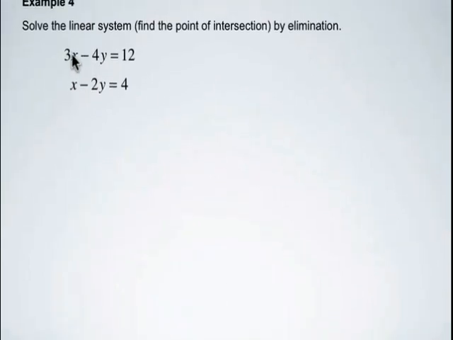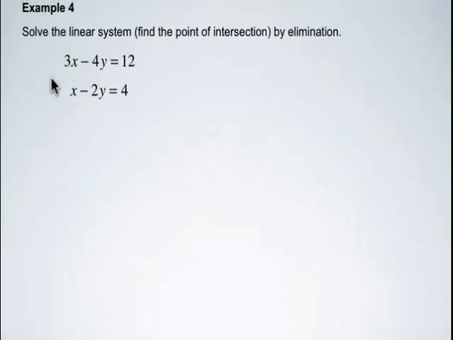Our next question: solve the linear system by finding the points of intersection using elimination. And in this case, we're going to have to multiply one of our equations, or both of our equations, in order to get the same or the opposite coefficient.